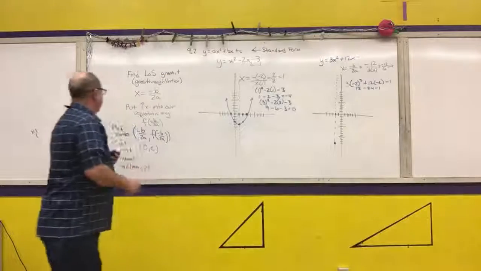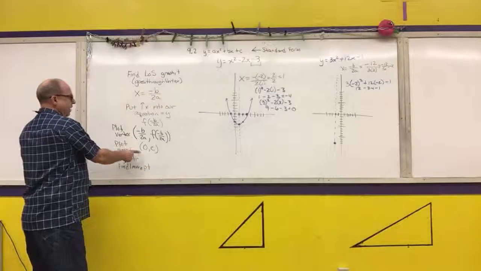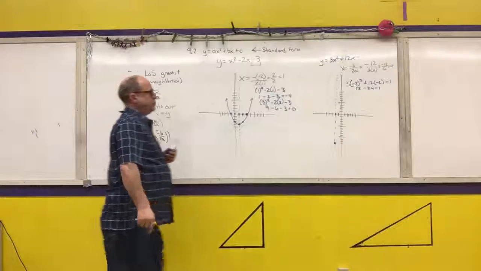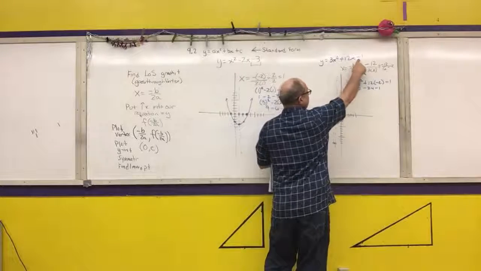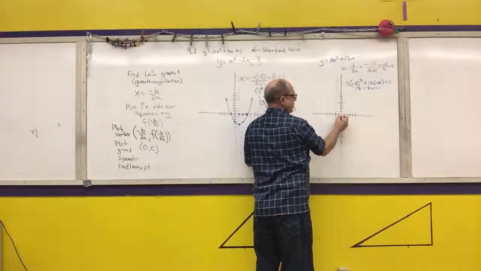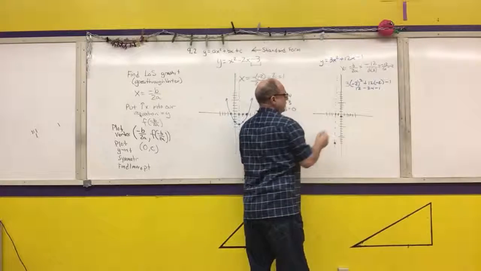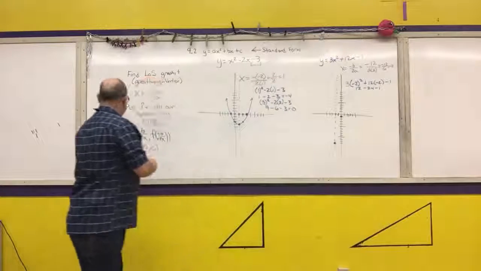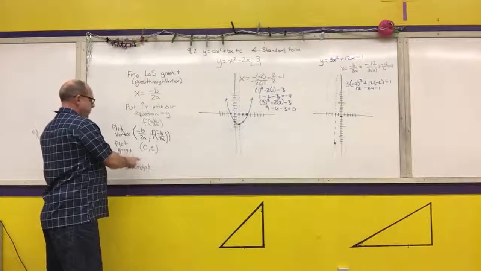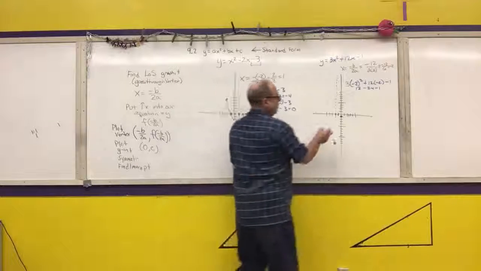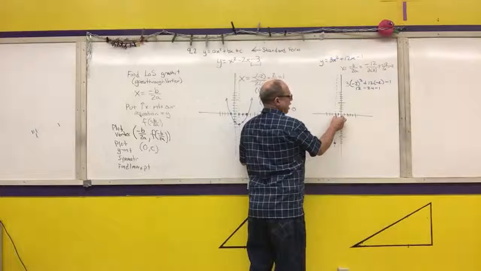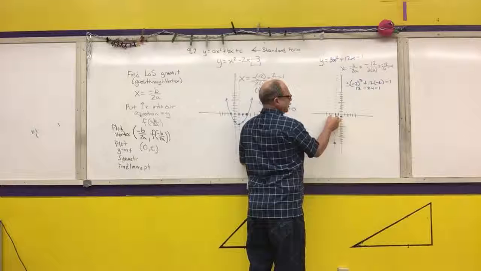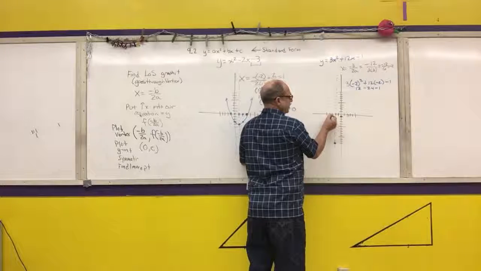My next step says to plot the y-intercept, 0, comma, c. So I'm going to plot 0, comma, negative 1. Then I'm going to use symmetry to find my next point. This is 2 units to the right, I'm at negative 1. So 2 units to the left, I will be at negative 1.